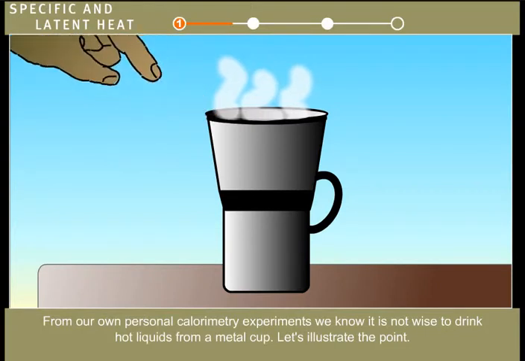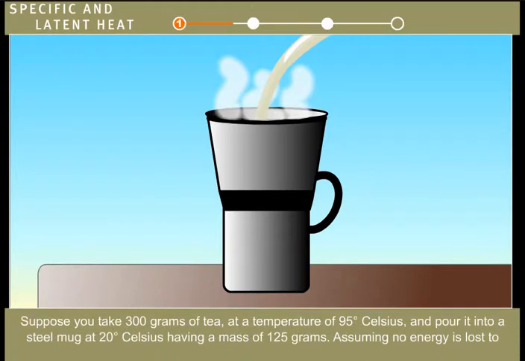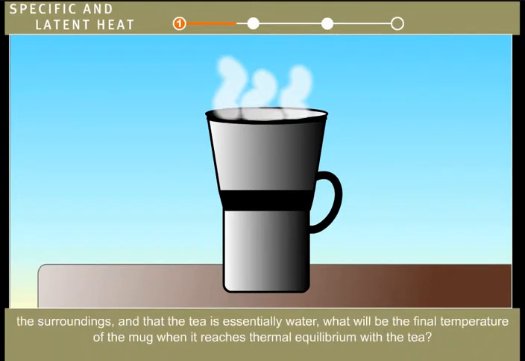Let's illustrate the point. Suppose you take 300 grams of tea at a temperature of 95 degrees Celsius and pour it into a steel mug at 20 degrees Celsius, having a mass of 125 grams. Assuming no energy is lost to the surroundings and that the tea is essentially water, what will be the final temperature of the mug when it reaches thermal equilibrium with the tea?